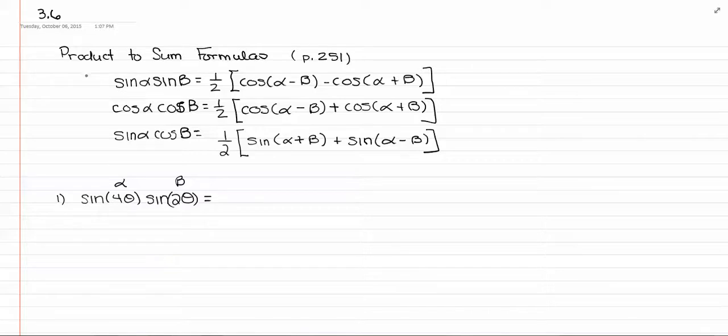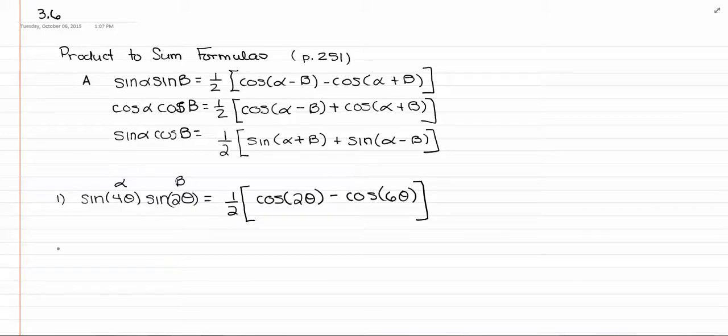So that will follow, we'll call it A, sine alpha sine beta equals 1/2 bracket, and then cosine of alpha minus beta, 4 minus 2, which will give me the 2 theta, and then cosine of alpha plus beta, 4 theta plus 2 theta, and there's your answer.